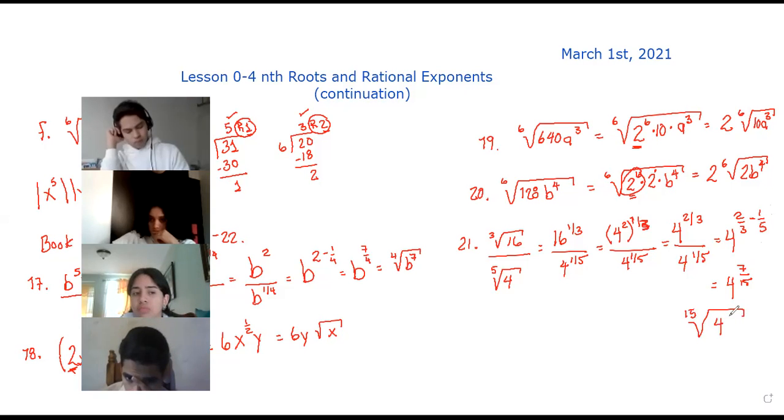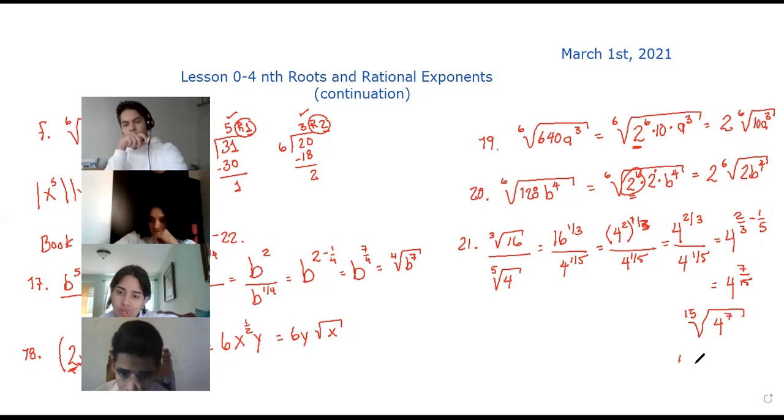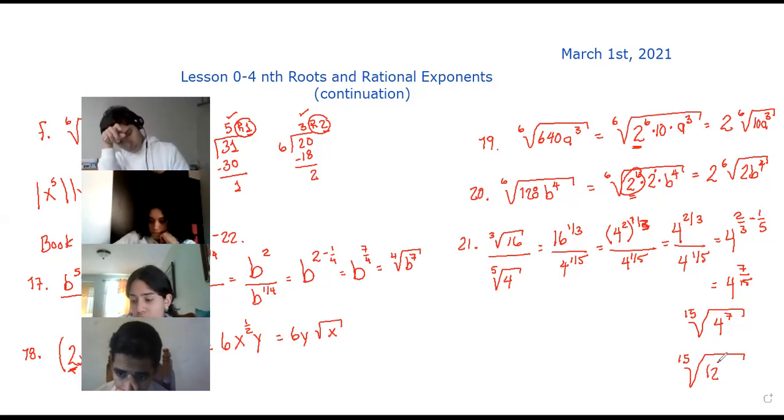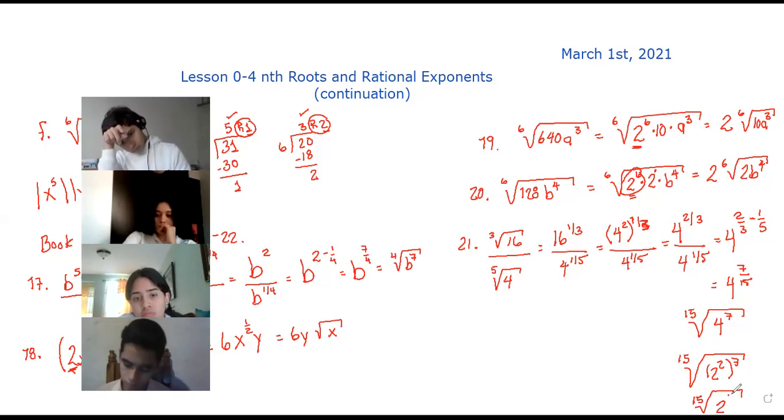of 4 to the 7. If I want to simplify this a little bit more, I can rewrite it as 2 to the square to 7. 2 to the square is 4. As a final answer, I can write the 15th root of 2 to the power of 14. Okay, and this will be my final answer, and we're going to leave it there.